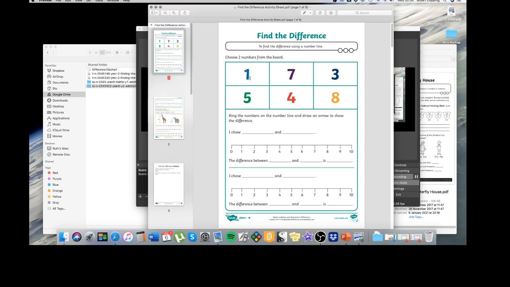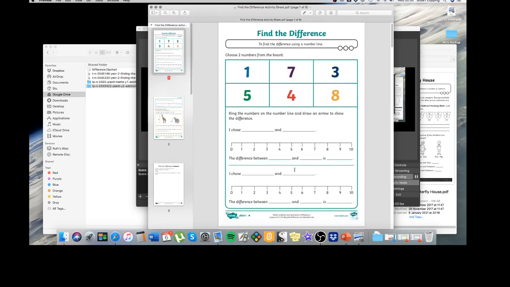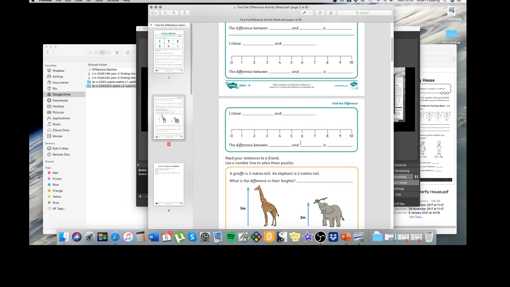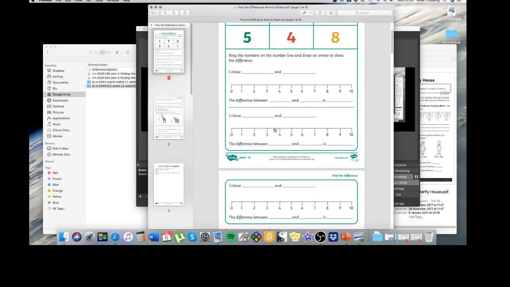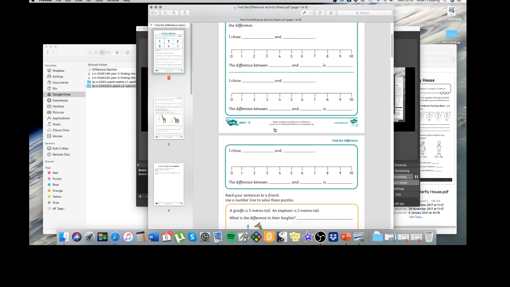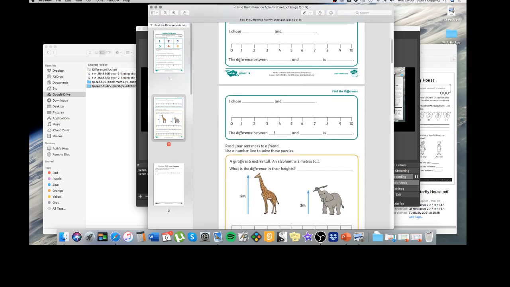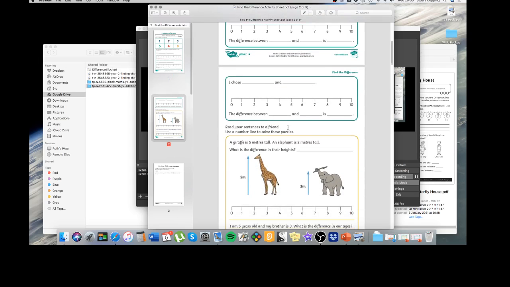So if, for example, you chose 1 and 7, you would put a 1 in here and a 7 in here. You would find 1 on the number line and 7 on the number line, and then you would say what the difference is. So the difference between 1 and 7 is, and you would count the number of jumps. I want you to do this once, twice, 3 times. Try using obviously different numbers each time, but you're doing it 3 times. Then you've got, it says read the sentence to a friend. You're obviously at home, so you're doing this by yourselves.